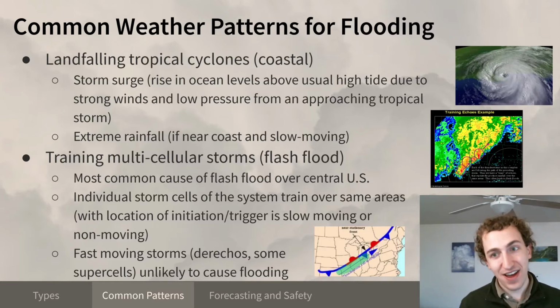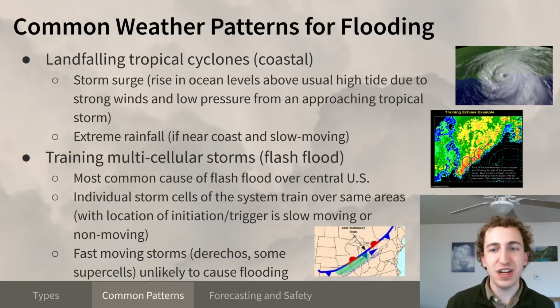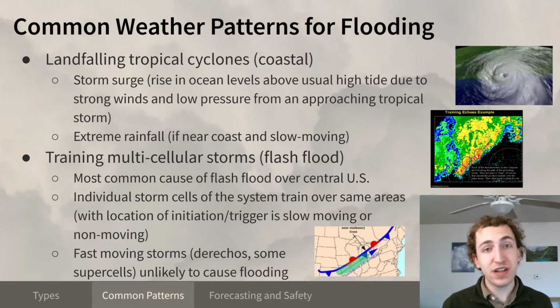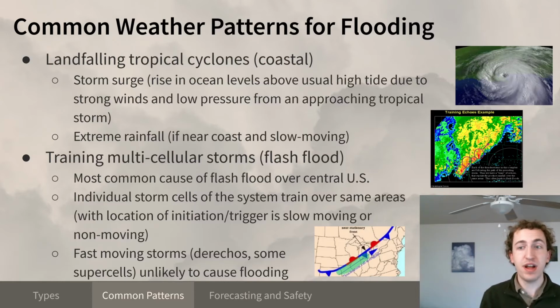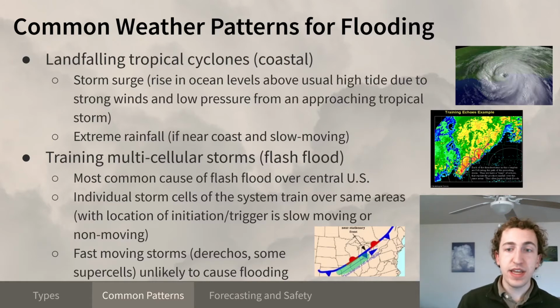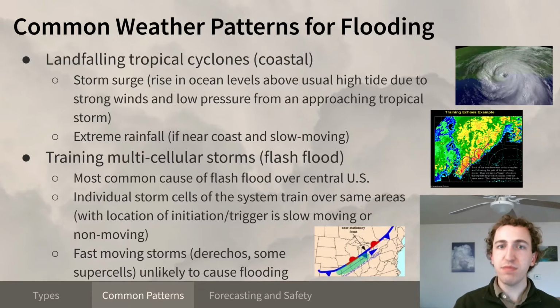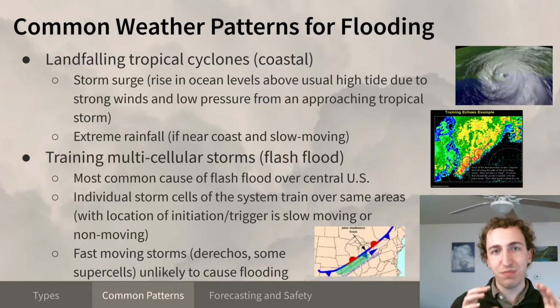That allows all these individual cells to continue to go over an area and keep on dumping rain and precipitation, which can cause flash flooding, and probably can be looked upon as the most common cause of flash floods over the central US in particular. The key thing is that these are slow moving systems. So the system stays put, even if these individual cells may be fast moving, because of the continued development. It's a lot of rain over a particular location for a sustained period of time.